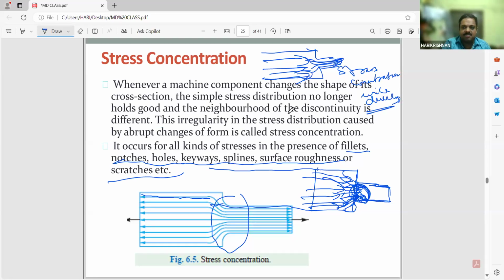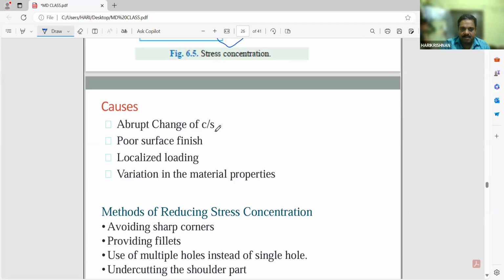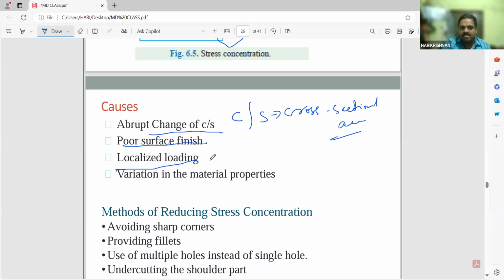So this is known as stress concentration. Okay. Next is, what are the causes? So one is abrupt change in cross-sectional area. Okay. Then the second thing is poor surface finish. Then localized loading. Then variation in material properties. These are the four causes of stress concentration.